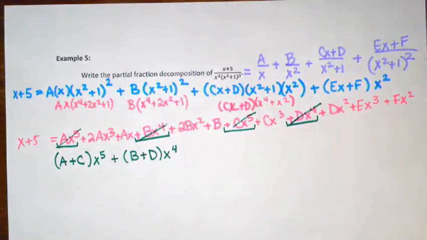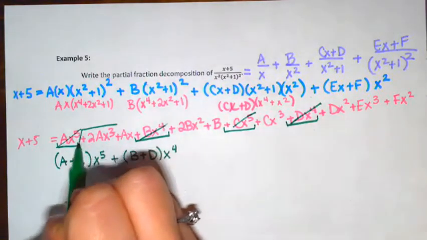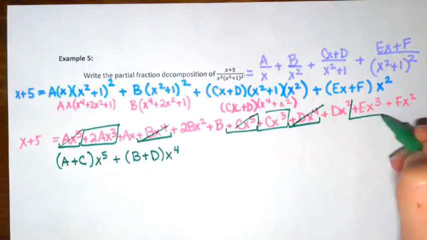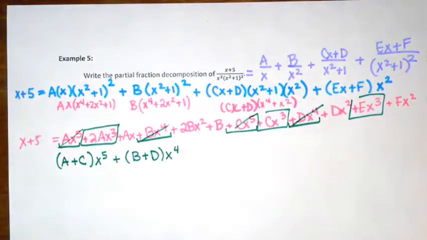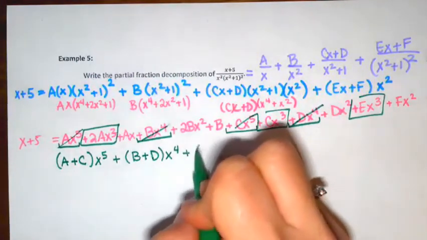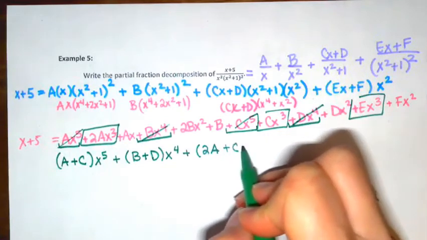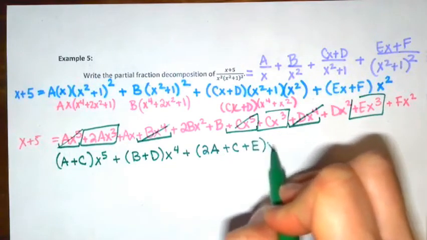Then we have cubes next. We have a cube here, we have a cube here, and we have a cube here. So wouldn't that be 2A plus C plus E times x cubed?